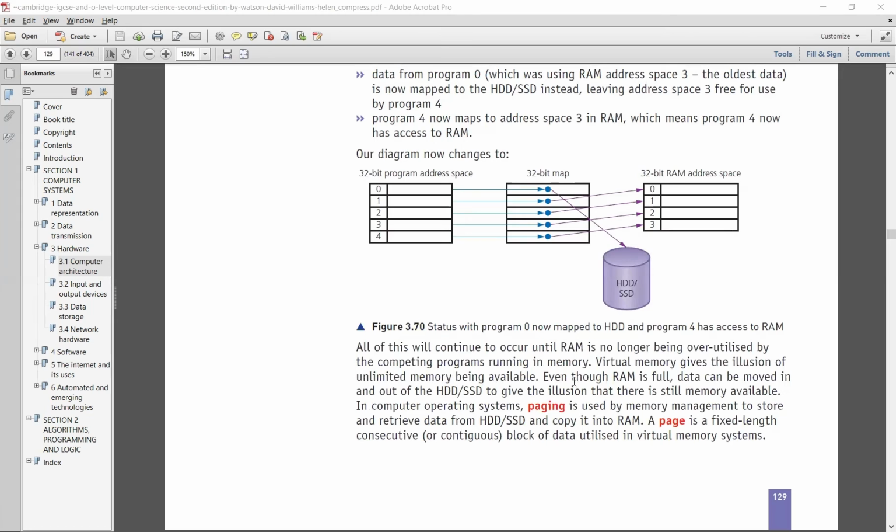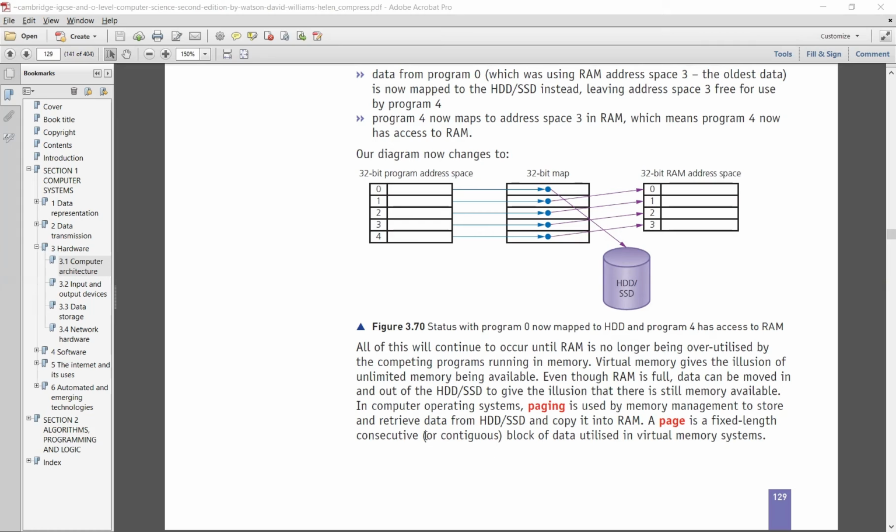In this virtual memory concept, you need to know a few terms like paging and page. What is paging? It's a process used by memory management to store and retrieve data from the hard drive or SSD and copy it into RAM. So just remember the term paging: it's used by memory management to store and retrieve data from hard drive or SSD and copy it into RAM.